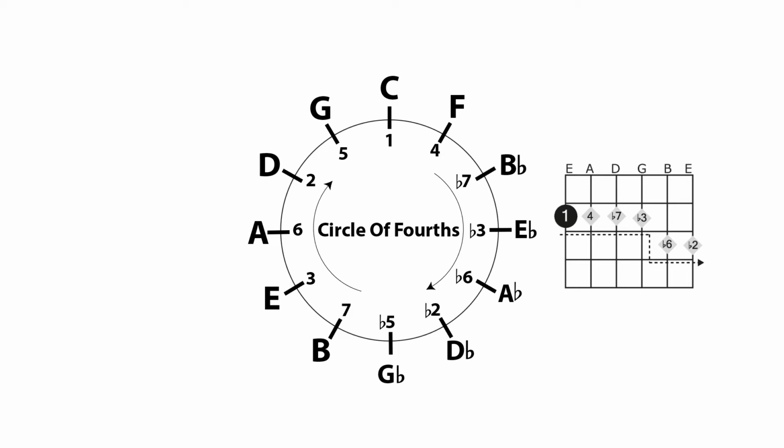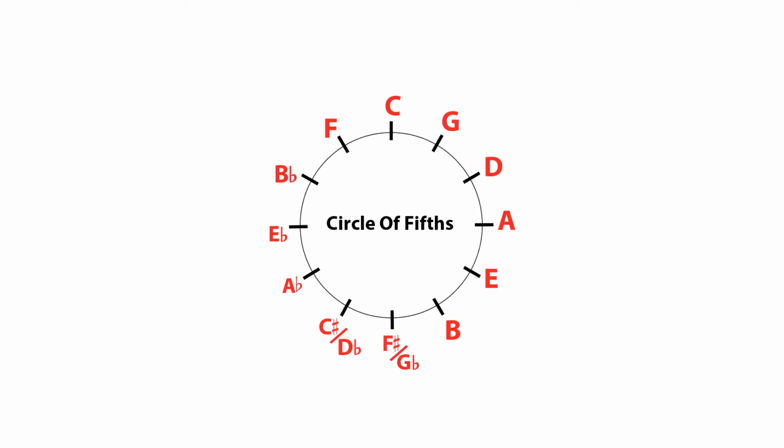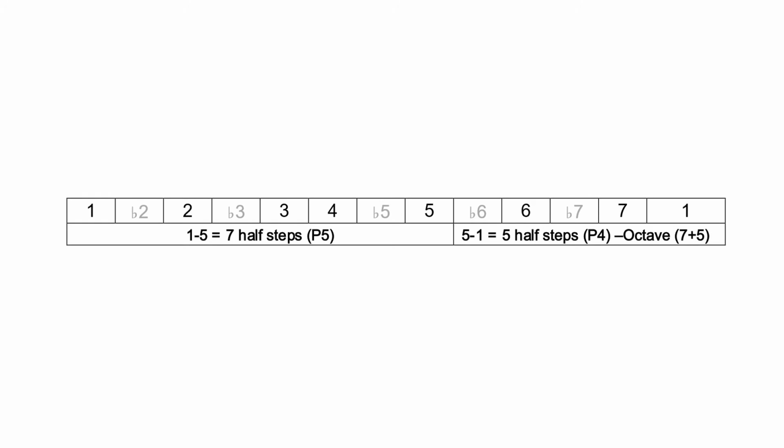Let's take a look at the circle of fourths. So here you will see all of the notes in between the two C octaves, which correspond to the 12 intervals that are arranged in fourths. You can think of this circle of fourths as a circle of fifths inverted, as fourths are simply inversions of fifths. So let's see how this fourth pattern applies to the guitar.